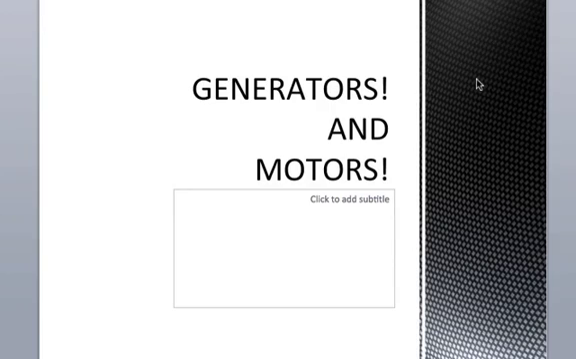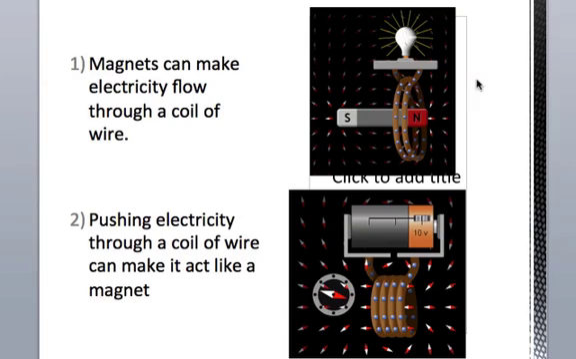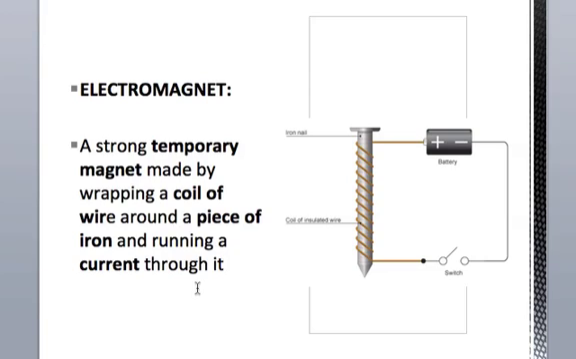So this brings us to generators and motors. Just to recap, magnets can make electricity flow through a coil of wire. They do this through a process called induction. The changing magnetic field pushes electrons through the loop, and we can reverse that. If we push electrons through the loop using electricity, like in this case on a battery, we can actually induce a magnetic field. When we induce a magnetic field using electricity, we call that an electromagnet.